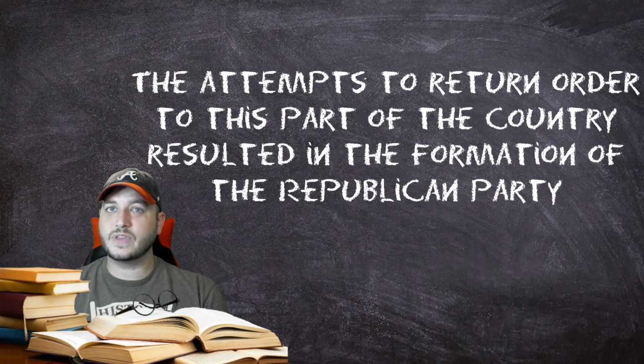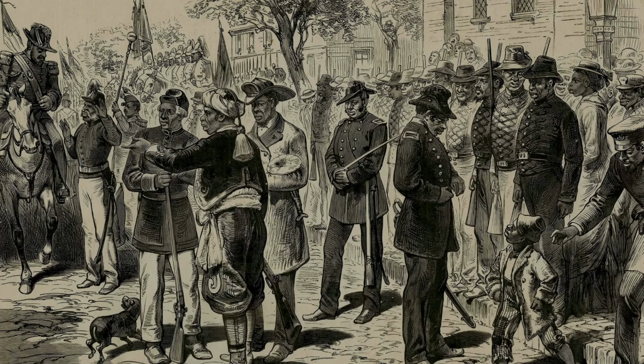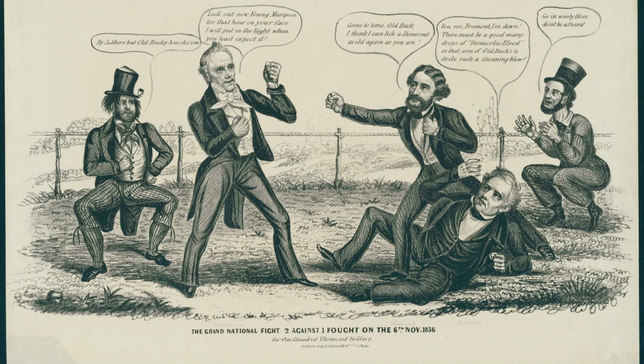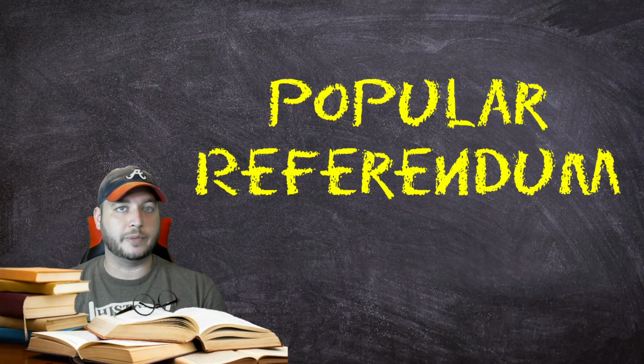Now, this is where things get a little crazy. Southern Democrats wished for slavery to be expanded and reach into western parts of the country. Northern Democrats, on the other hand, argued that this issue should be settled on a local level and through popular referendum.